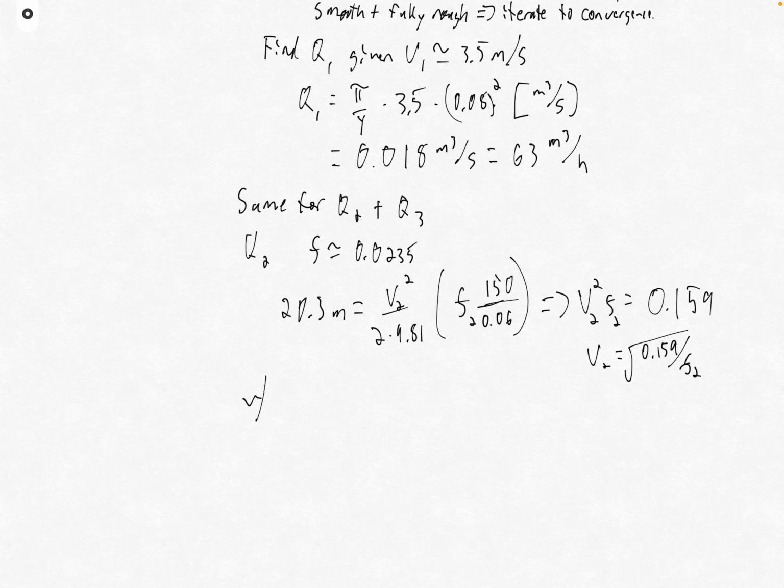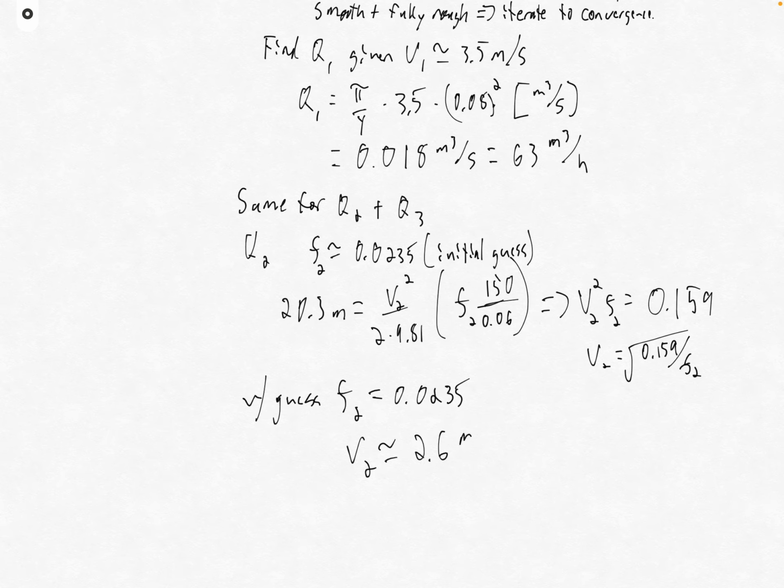So with a guess of f2, this was our initial guess, f2 equal to 0.0235, we're going to get that V2 is approximately equal to the square root of all that. So let's see, that's the square root of 0.159 divided by 0.0235. So V2 is roughly equal to 2.6 meters per second.